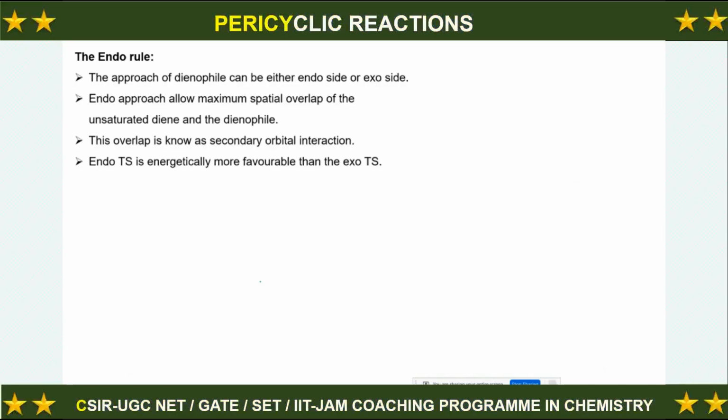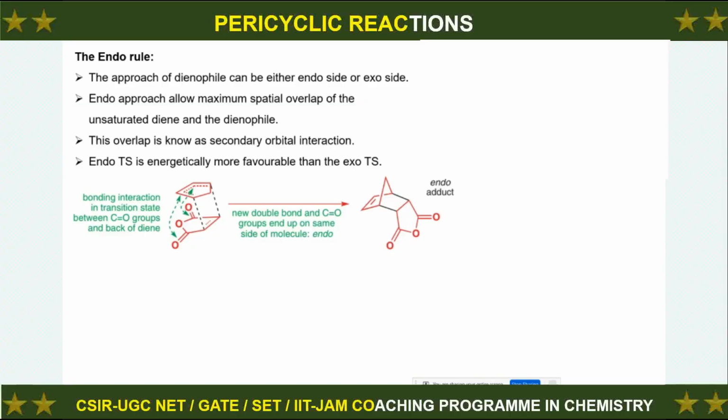The approach of the dienophile can be endo or exo, correct? For better understanding, exo is above, endo is below. In the endo approach, you allow maximum spatial overlap of the unsaturated diene and the dienophile. So this is a diene one, this is a dienophile one. When it's coming below, there is a maximum spatial overlap. So this is the secondary orbital one. This is the frontier orbitals. So what we have seen till now is frontier orbitals of a diene and frontier orbitals of dienophiles interacting with each other and forming a bond, coming to the six-membered ring.